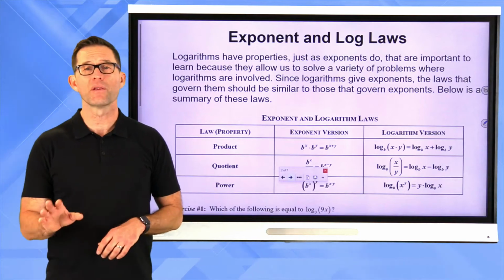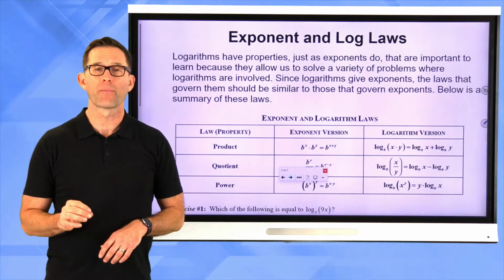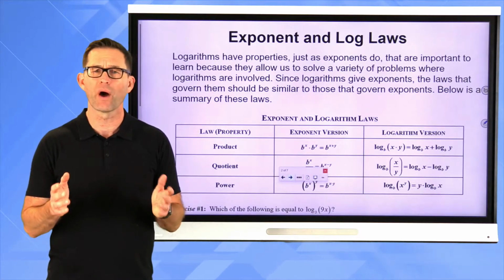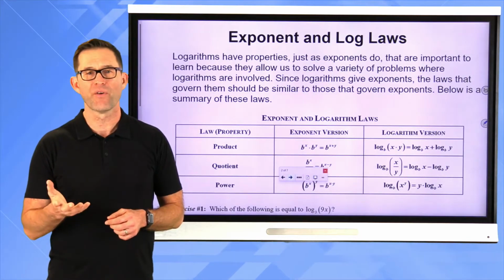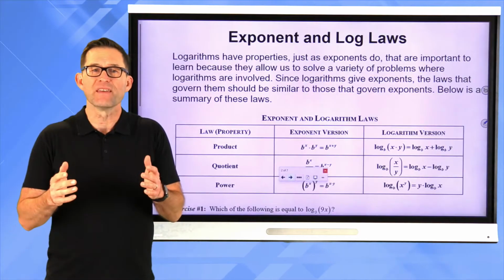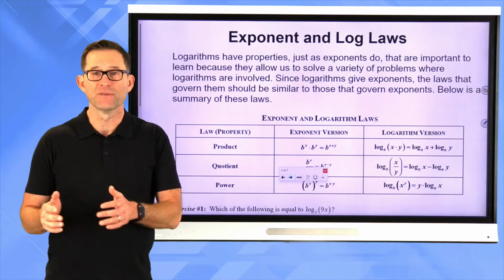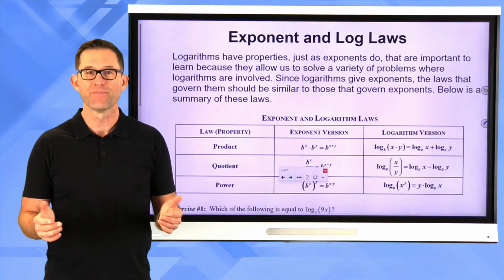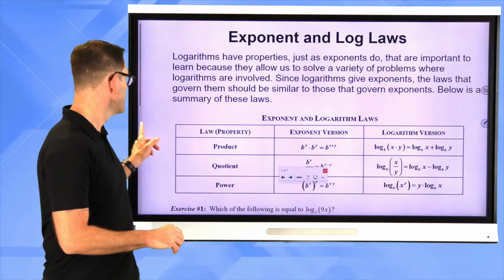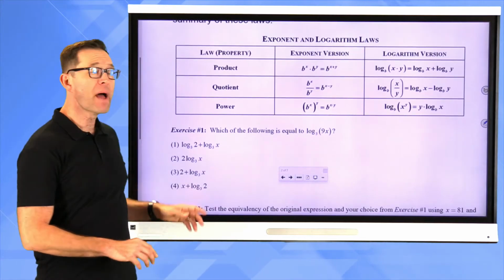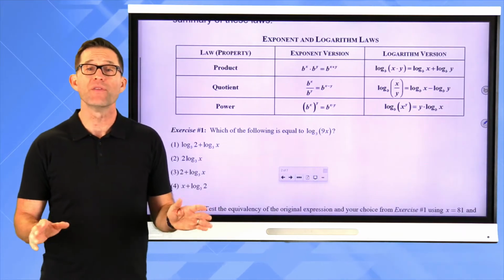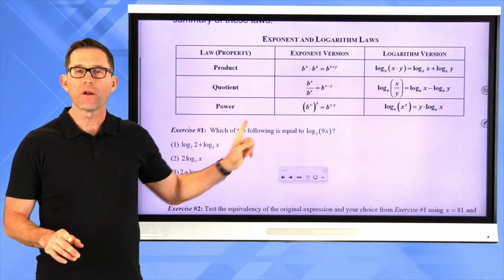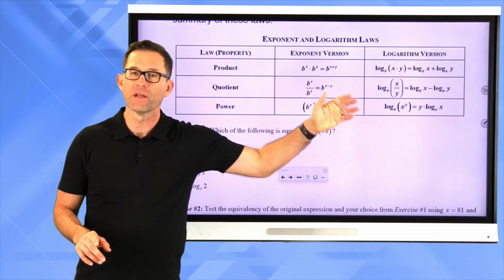Alright, exponent and log laws. Logarithms have properties, just as exponents do, that are important to learn because they allow us to solve a variety of problems where logarithms are involved. Since logarithms give exponents as outputs, the laws that govern them should be similar to those that govern exponents. Below is a summary of these 3 laws. And back in the last unit, we reviewed the exponent laws. So let's keep it right here. Every one of the exponent laws has an equivalent log law.